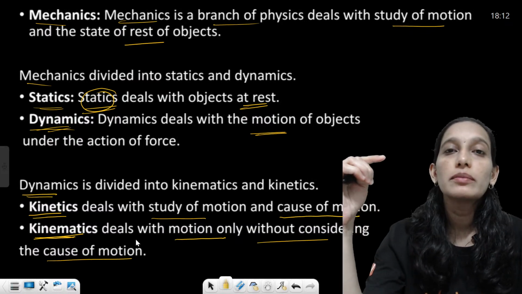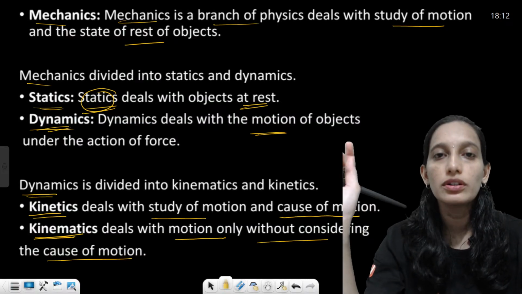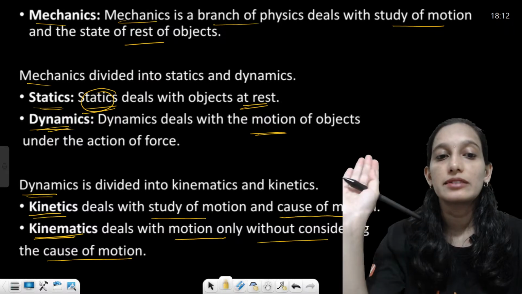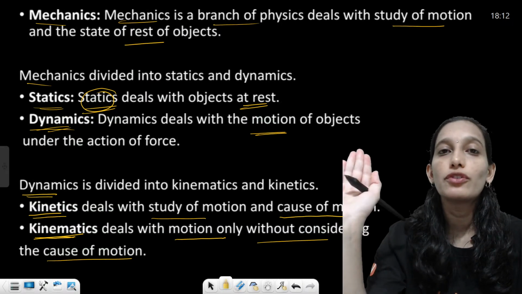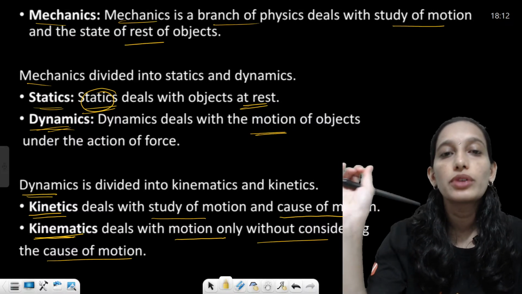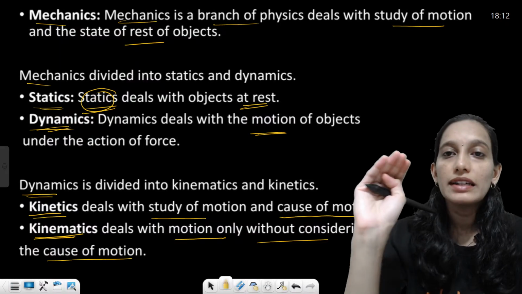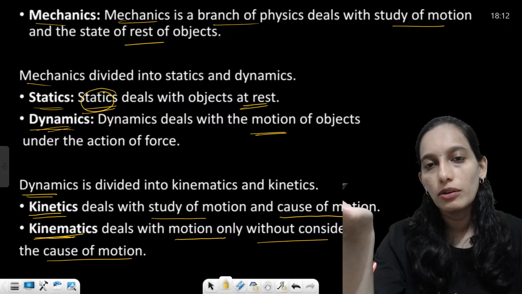Okay, so your fourth chapter, that is laws of motion, or Newton's laws of motion. So that is kinetics, because there we tend to learn what is the nature of the force, how it is changing, what is its effect, and all those things we are going to study. That is your kinetics.